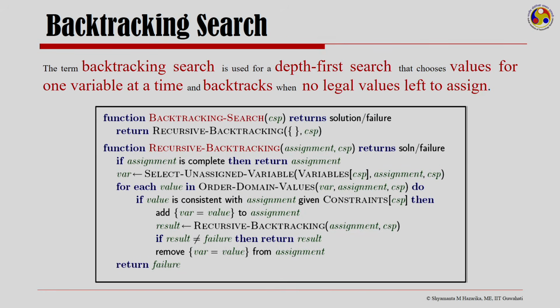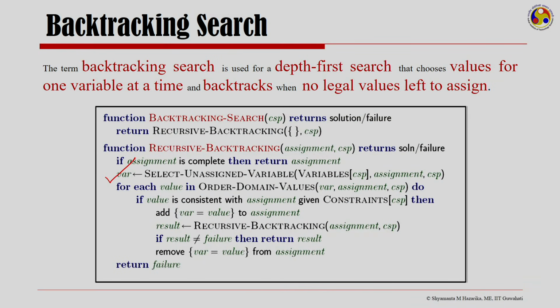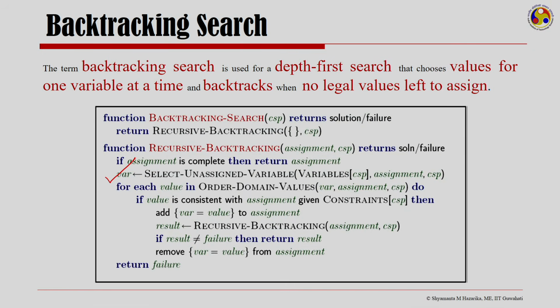Here is the backtracking search algorithm. The only thing I want to point out here is the idea of selecting the unassigned variable. We have a routine to select the unassigned variable, and that is done in a way that no constraints are violated. It is used for a depth first search, assigning values for one variable at a time, and it backtracks when no legal values are left to be assigned.